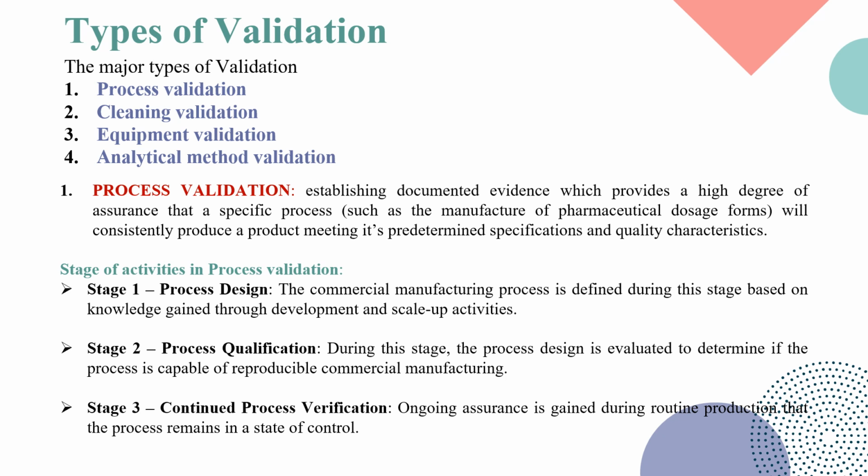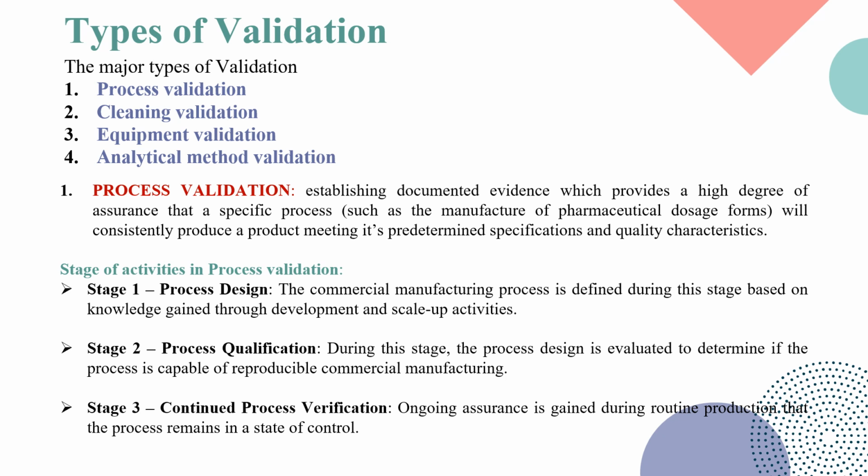So process validation is documented evidence which gives the assurance that the process is producing the product as per the predetermined specification and as per the guideline. There are some stages to validate the process. Stage 1, the process design. In this stage, the manufacturing process is designed based on the knowledge gained through development and the scale-up activities.